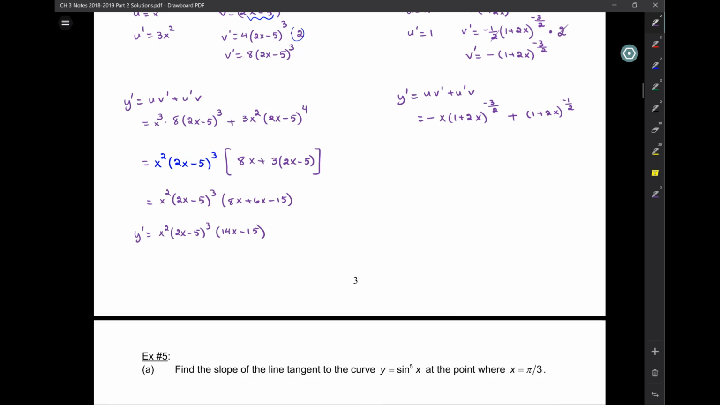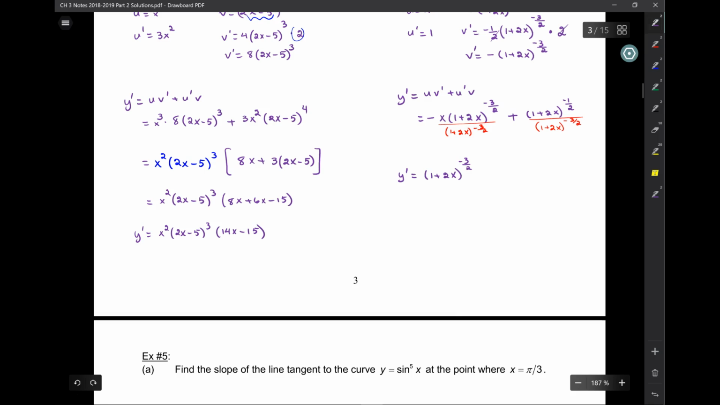Here, which one is the one with the smaller exponent? Is it the negative 3 over 2 or the negative 1/2? The negative 3 over 2, right? Negative 1.5 is further to the left than negative 1/2, right? So we're going to factor out 1 plus 2x to the power of negative 3 over 2. Okay, now look, factoring out is the same as dividing, right? We just never tell you that in algebra, or you forget that we tell you that, but that's what it is. Factoring out is the same as dividing by.